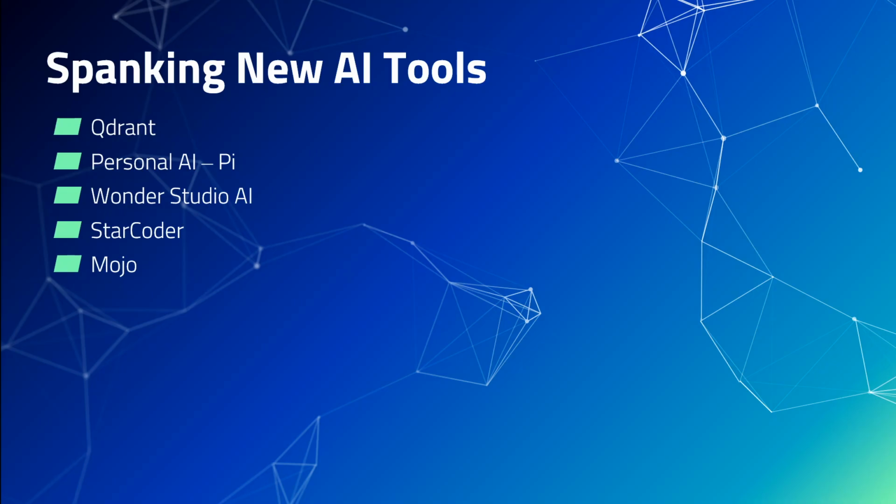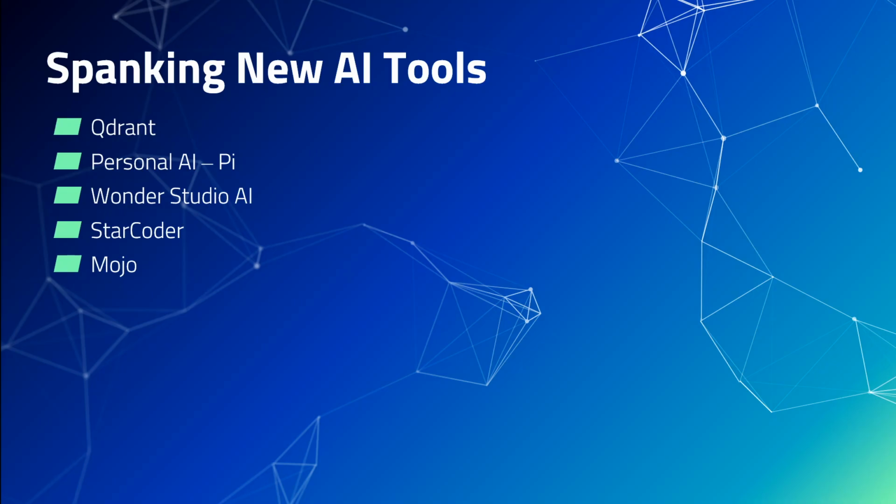Then we have StarCoder, which is a large language model for code trained on permissively licensed data from GitHub. It outperforms existing open code LLMs on popular programming benchmarks while having a context length of over 8,000 tokens.